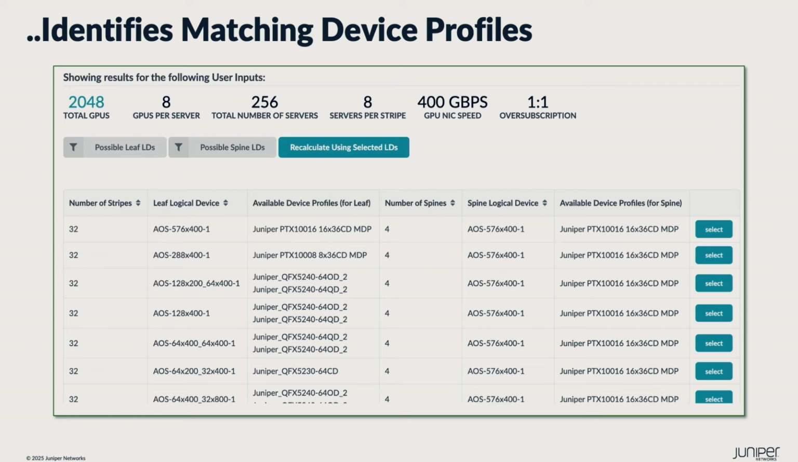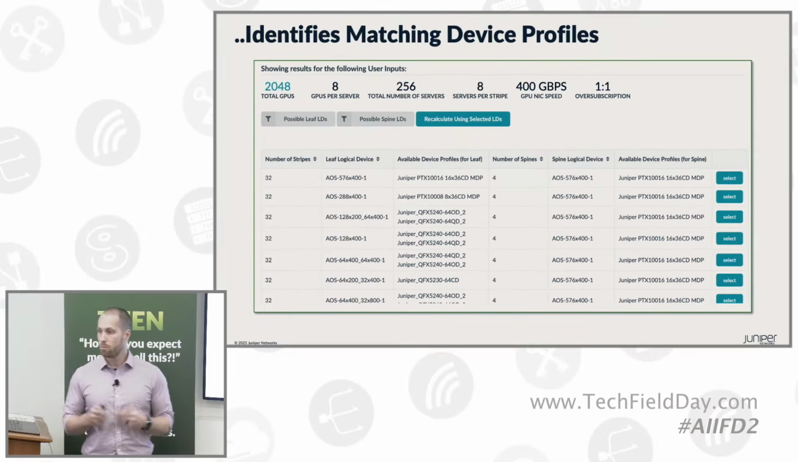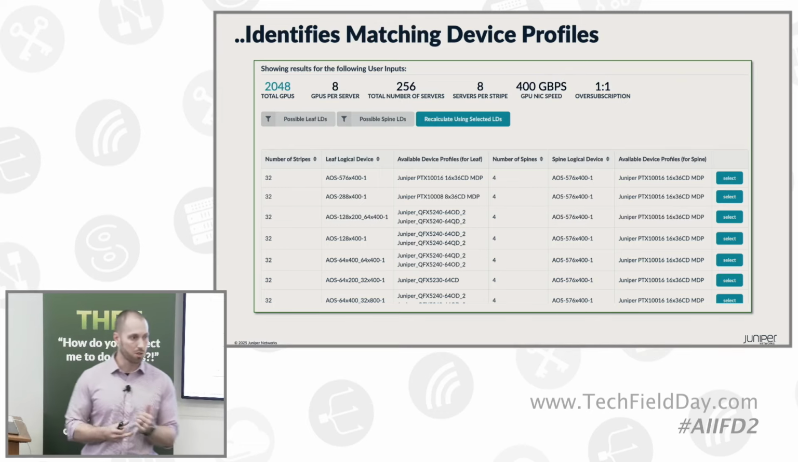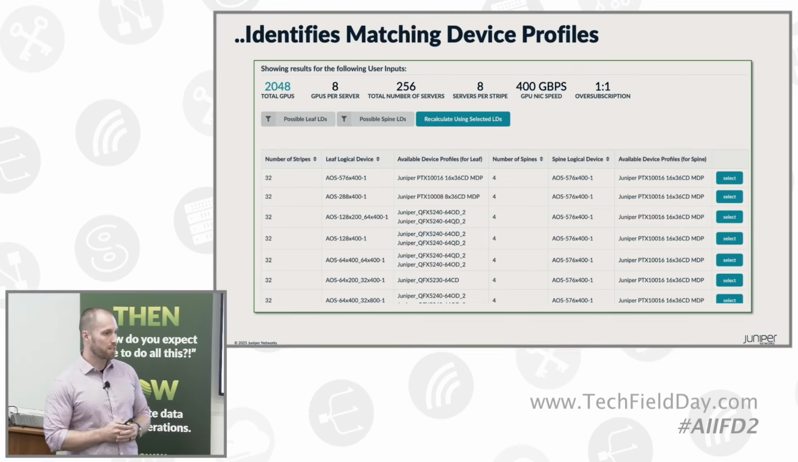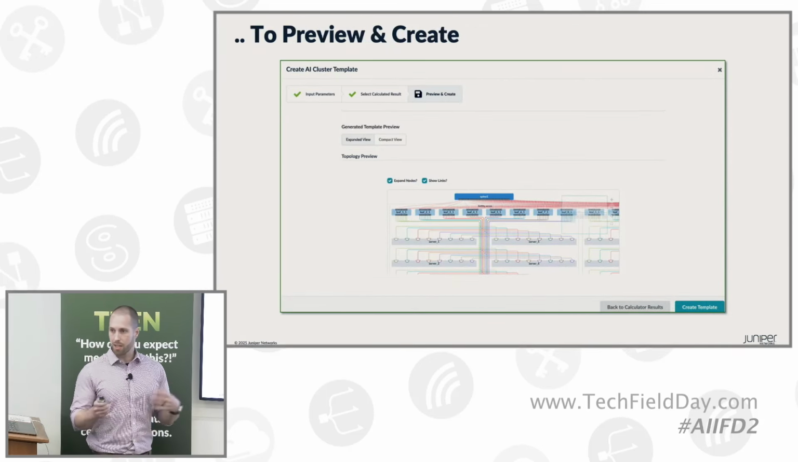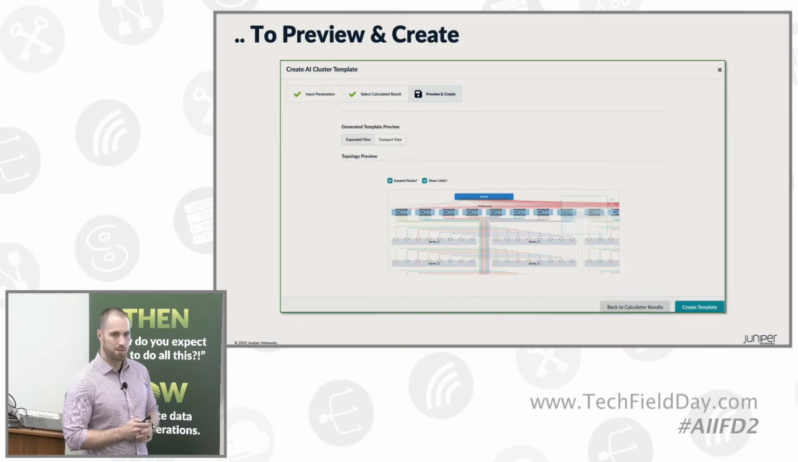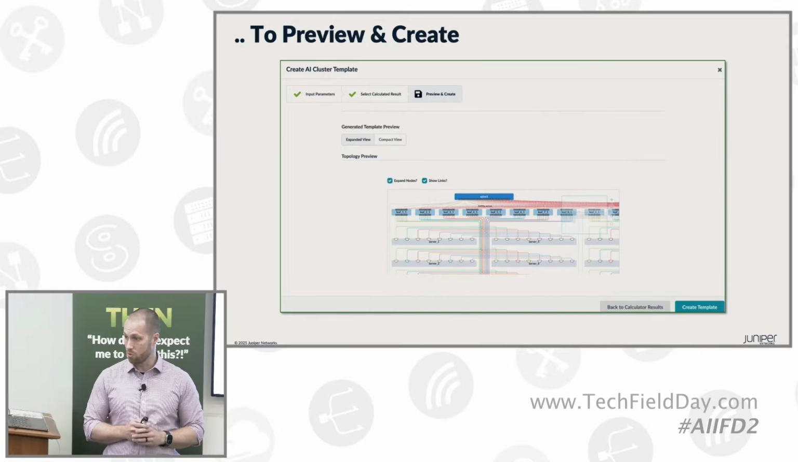And it could be different things. You can see there's some that are using PTX 10K16s as leafs, or do you want a QFX 5240? It gives you options that say, depending on what devices you want to use, or how many of them you want. You can see some of them can be different quantities potentially. And so you can pick the devices that make sense for you, that match your design. And you can preview that to see what that is going to look like, how it's all going to be connected, so they can say, yep, that makes sense, that's the template design I want to use.